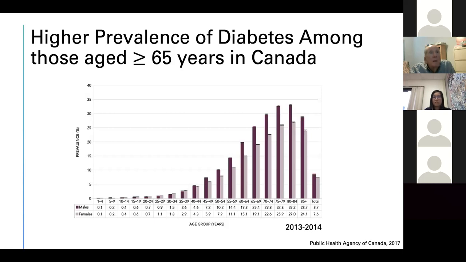So with age, there's a decrease in beta cell function. There's also increased insulin resistance due to a more sedentary lifestyle, sarcopenia, as well as inflammation. And the majority of the patients who have diabetes who are older will be type 2, about 90 to 95%, and the rest will be either type 1 or related to pancreatic disease.